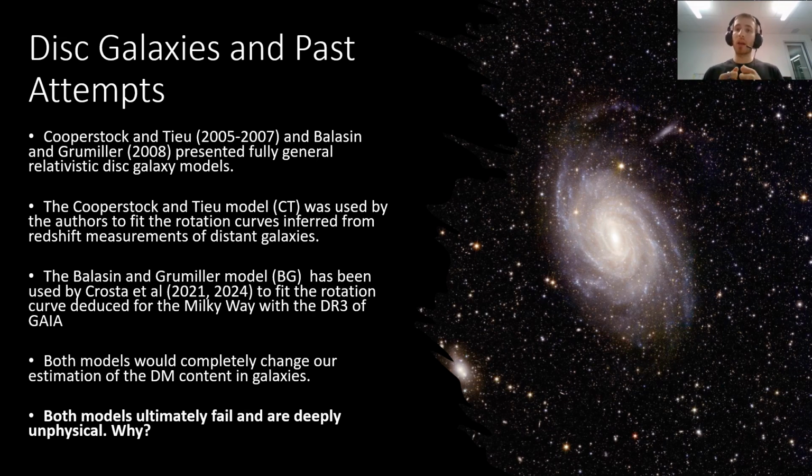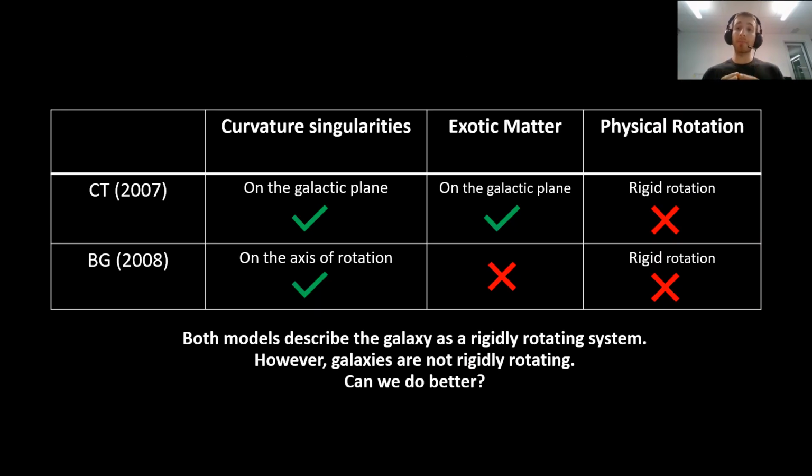However, these models both ultimately fail and in our view are unphysical. Let's see why. Brief recap of our reasons. Both models present curvature singularities: the CT model on the galactic plane, the Balasin-Grumiller model on the axis of rotation, away from the galactic plane. The CT model presents also exotic matter, so matter with negative energy, which is absent in the Balasin-Grumiller model.